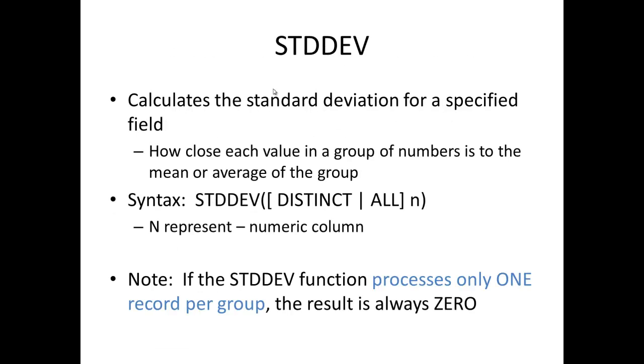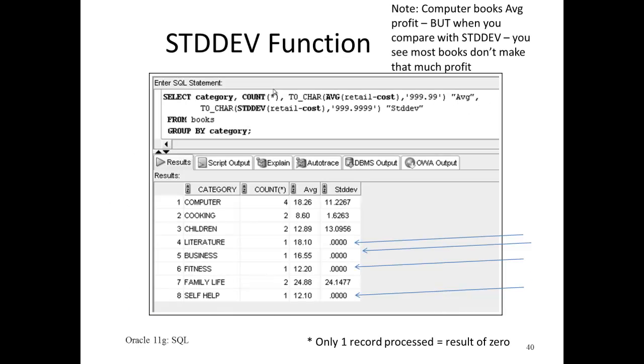The first one, standard deviation, STDDEV, calculates the standard deviation for a specified field. That means how close each value in a group of numbers is to the mean or the average of the group. Here's the syntax, or how the command is entered. STDDEV, you can specify distinct within parens. You can specify all. Note, if the standard deviation function processes only one record per group, the result is always 0. Here's an example of standard deviation.